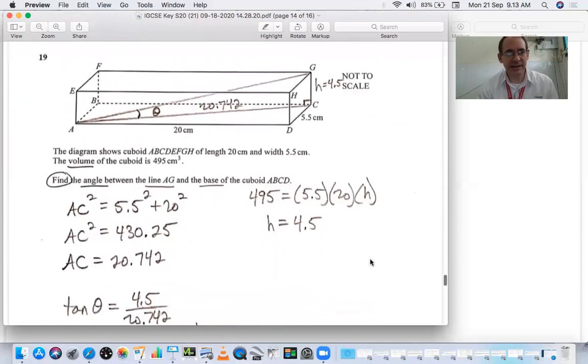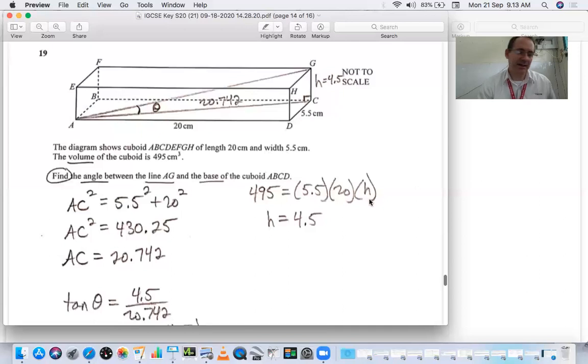Now on to question 19. Here we have this rectangular prism. It shows this cuboid, A, B, C, D, E, F, G, length 20, width 5.5. It does not give us the height, but it does give us the volume. So we can calculate the height here first, because width times length times height gives you volume, 495. So we can calculate the height to be 4.5.